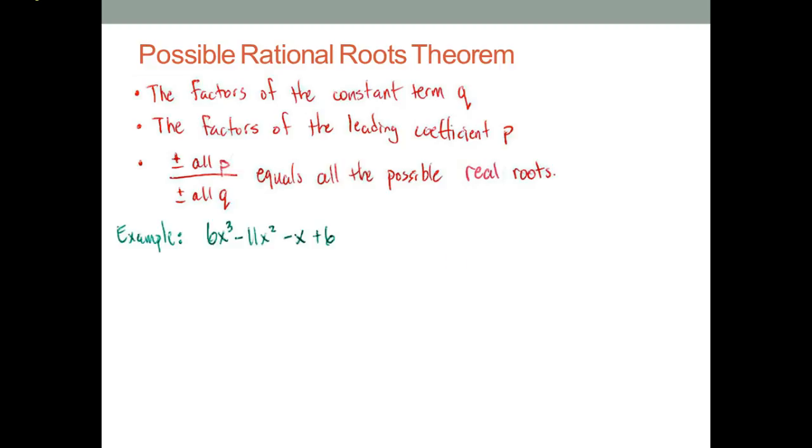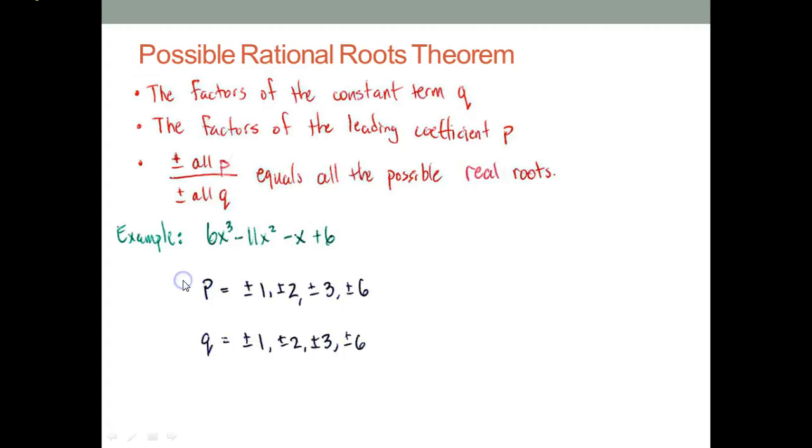For an example, let's take the first one, which is 6x cubed minus 11x squared minus x plus 6. So the constant term q is 6, the term without a variable x, and the leading coefficient is the coefficient of the term with the highest exponent, which again is also 6. So the factors of p are all of the factors, positive or negative, that would multiply to make 6. So 1 times 6 is 6, and 2 times 3 is 6. So we order them from least to greatest, and it's all plus or minus all of these values.